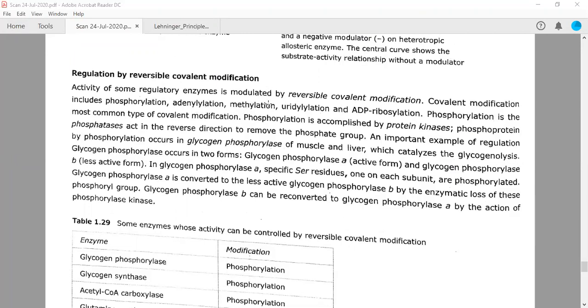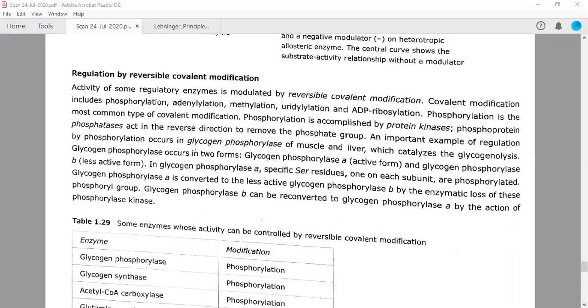Phosphorylation is accomplished by protein kinase. So there is kinase and there is phosphatase. Kinase will phosphorylate, and phosphatase will remove the phosphate group from the particular residue. An important example of regulation is phosphorylation occurring in the glycogen phosphorylase enzyme, which is present in muscle and liver. What is the function of glycogen phosphorylase?